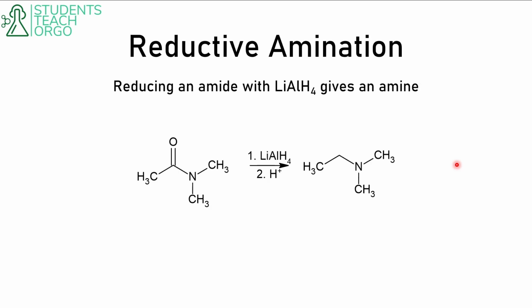Another thing that lithium aluminum hydride does is called reductive amination. This is a little bit different than with esters. So when you have an amide and try to reduce it with LiAlH4, you don't really get a cleavage of this bond, like I said. What you get instead is this carbonyl oxygen disappears. And what you're left with is this amine, this tertiary amine in this case. So just keep that in mind.